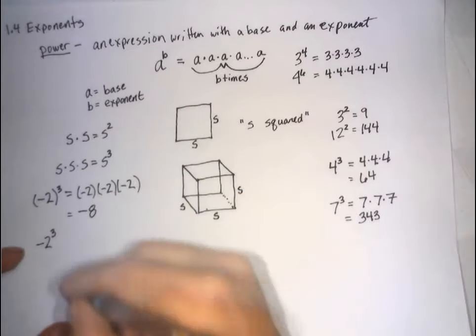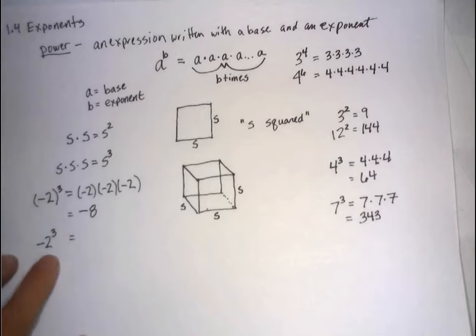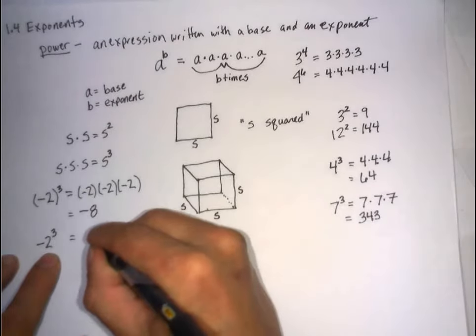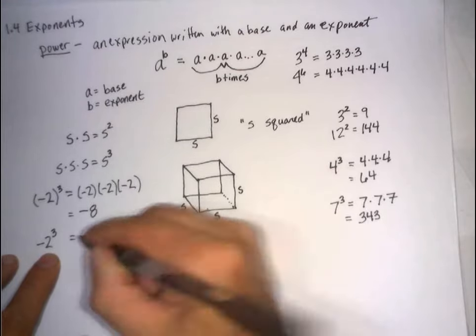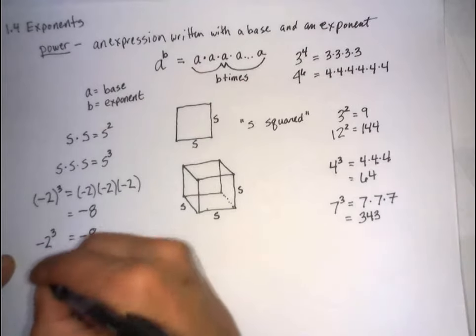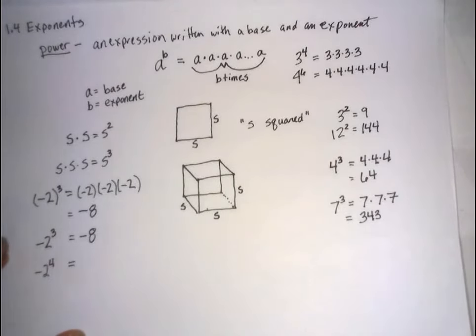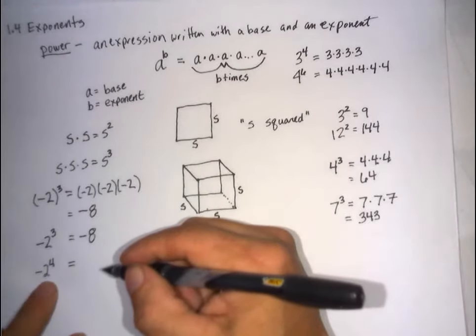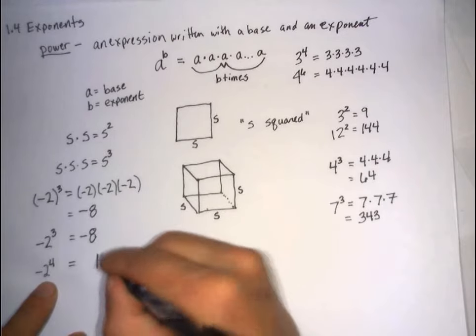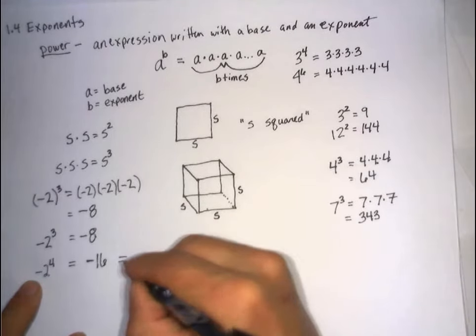But this one is calculated differently. This is the opposite of 2 cubed. Well, we already know what 2 cubed is. 2 cubed is 8, and it's the opposite. So if negative 2 cubed is 8, what's negative 2 to the 4th? Well, first we find 2 to the 4th. That's 8 times 2, which is 16. And then we change the sign. That is not the same as this.